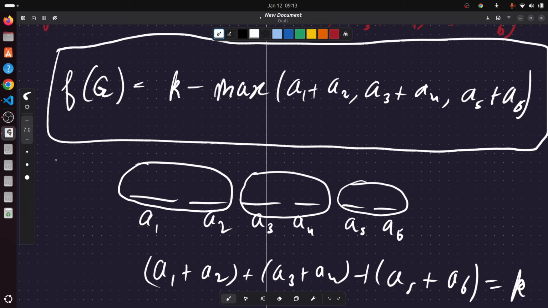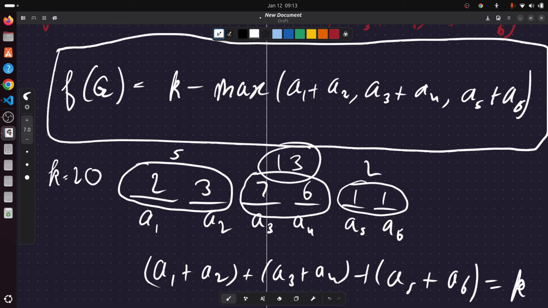Let's say k is 20, and I have the values 2, 3, then 7, 6, and 1, 1. So here this is 5, this is 13, and this is 2, right? So I have the sum as 20. Basically the maximum is 13 in this case, right? So I have 5, 13 and 2.